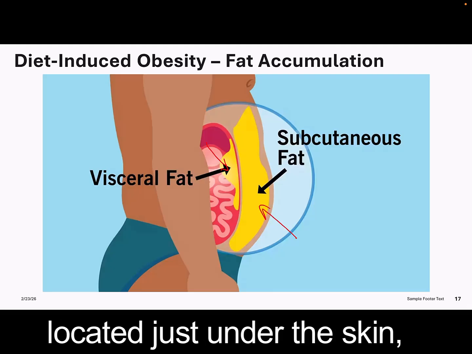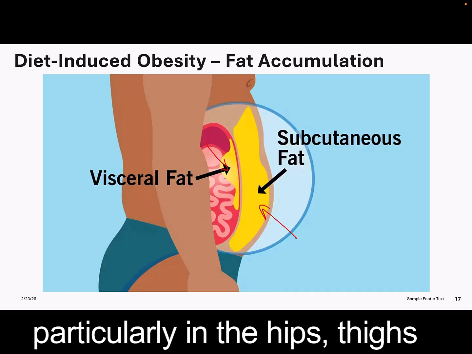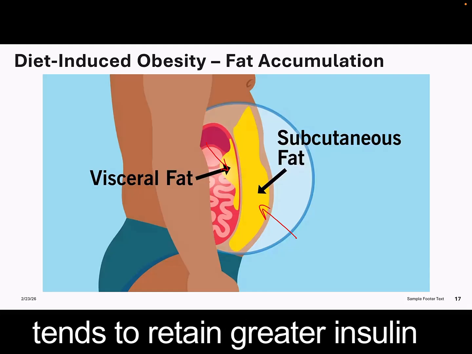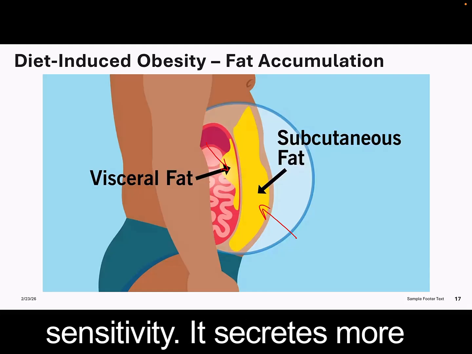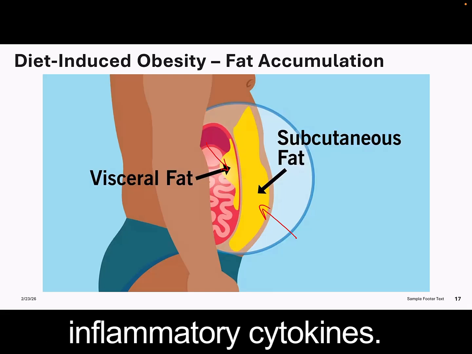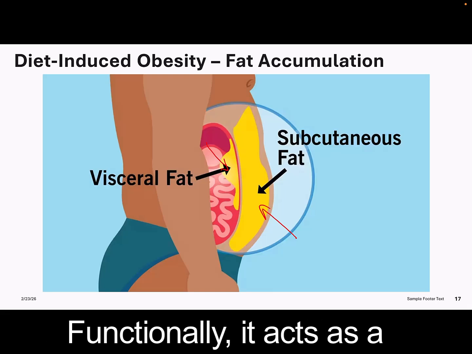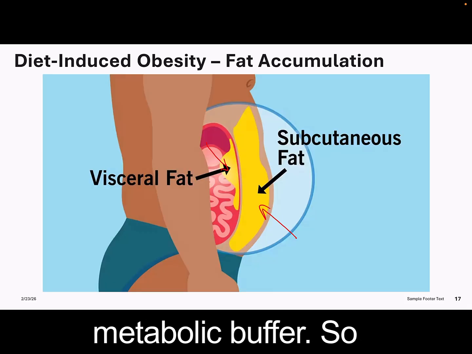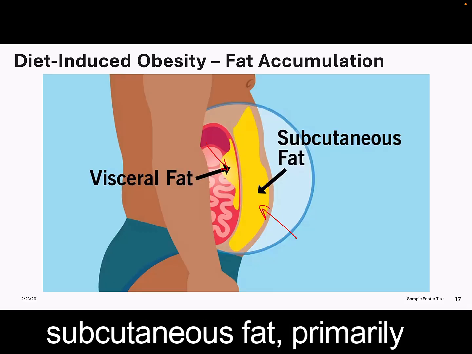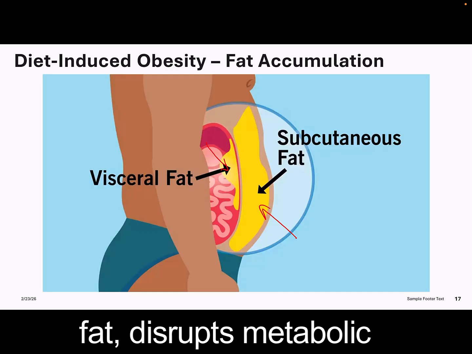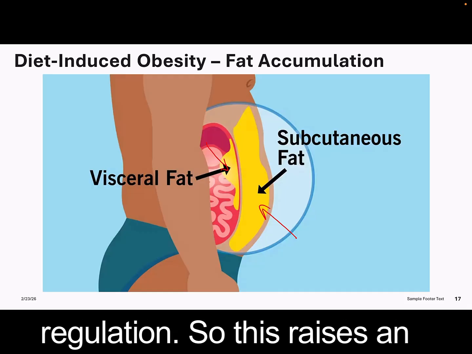Subcutaneous fat, located just under the skin, particularly in the hips, thighs, and peripheral abdomen, tends to retain greater insulin sensitivity. It secretes more adiponectin and fewer inflammatory cytokines. Functionally, it acts as a safer energy reservoir or a metabolic buffer. So subcutaneous fat primarily stores energy, but visceral fat disrupts metabolic regulation.